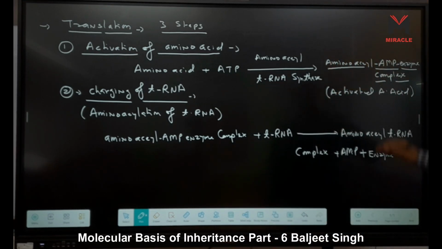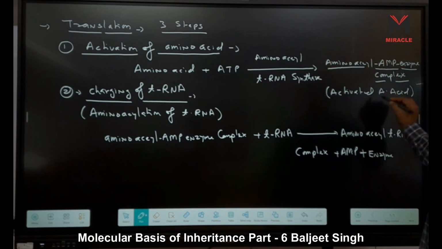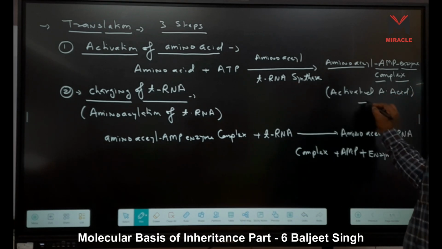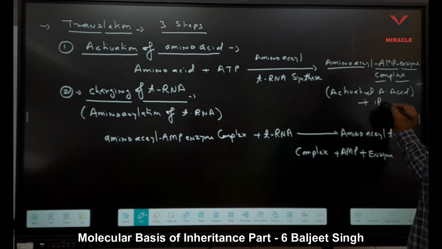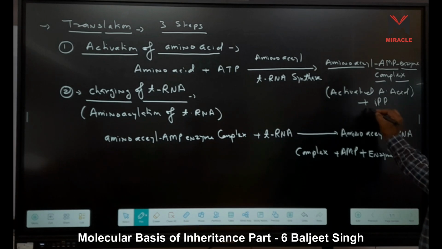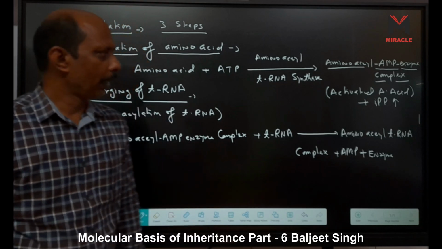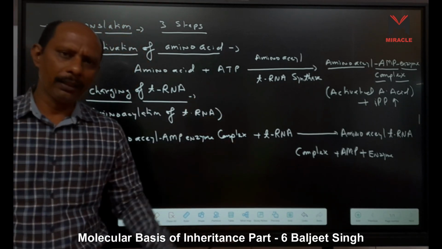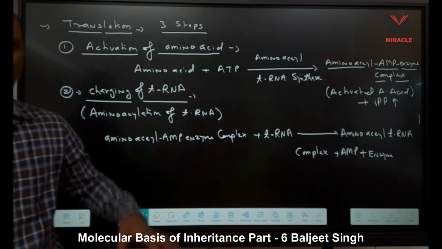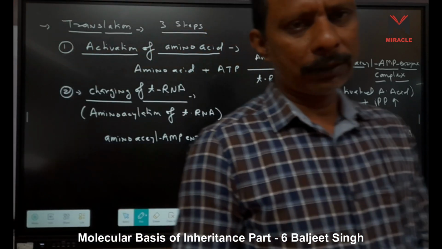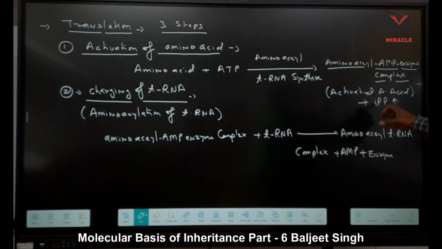Right? Okay, here you understand AMP is there. We can write here one more plus inorganic phosphorus. Two molecules of inorganic phosphorus are released. They are not consumed. The arrow means they are released into the cytoplasm.